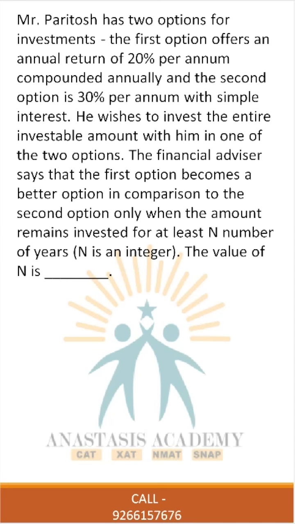Mr. Paritosh has two options for investment. The first option offers an annual return of 20% per annum compounded annually, and the second option is 30% per annum with simple interest. He wishes to invest the entire investable amount with him in one of the two options.